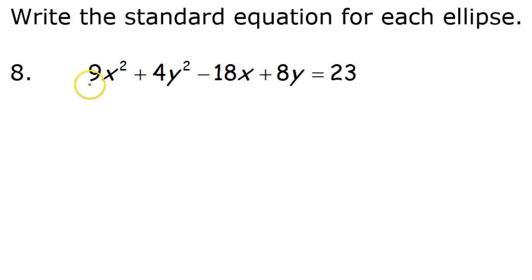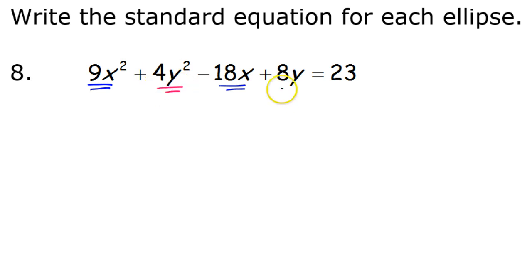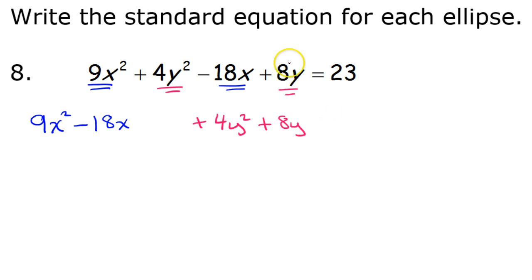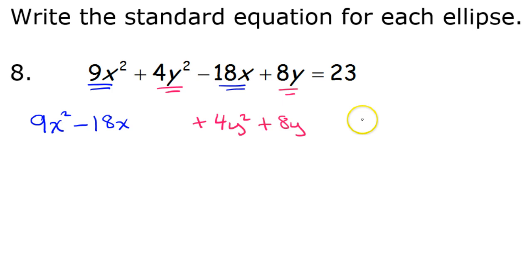The first thing you need to do is to group together your x terms and your y terms. So these terms are going to go together. If I rearrange things, then I've got 9x squared minus 18x. I'm going to leave a little bit of space for completing the square. And then I'm going to have plus 4y squared plus 8y. And I'm going to leave some space here. And then, of course, I have equals 23.